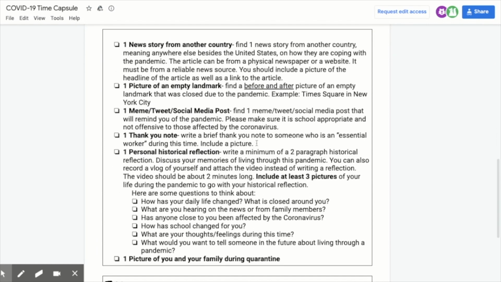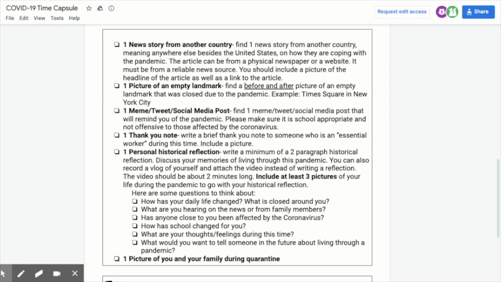Essential workers are very, very important during this time, so I wanted the students to take the time and write a brief thank you note to someone who is an essential worker. It doesn't have to be specifically someone they know, it could just be a general thank you note to a group of essential workers. Last, students are going to write a 2-paragraph historical reflection discussing their memories of living during this pandemic. You can make this more than 2 paragraphs, less than 2 paragraphs, whatever fits your students.